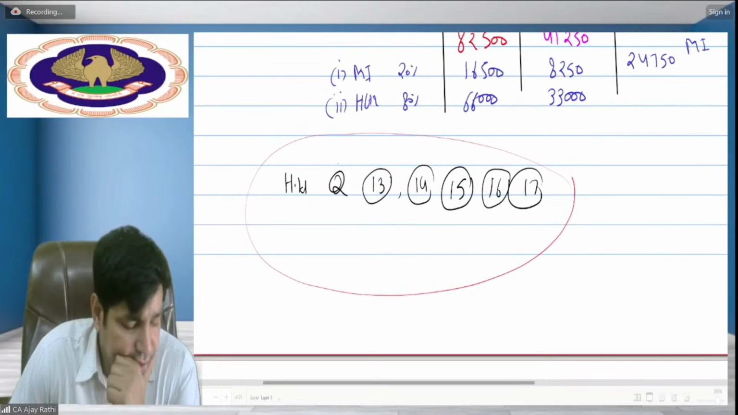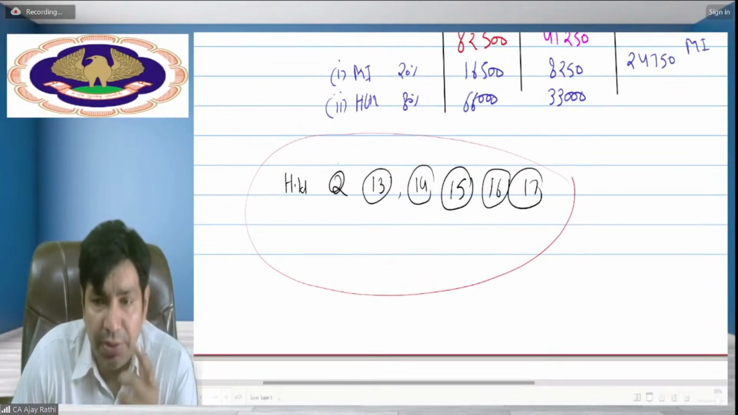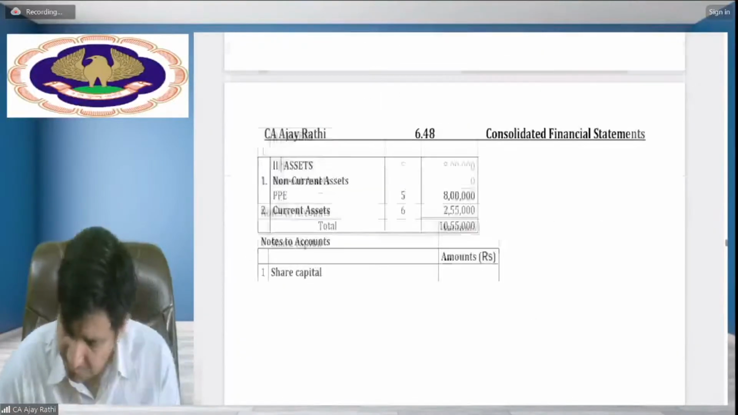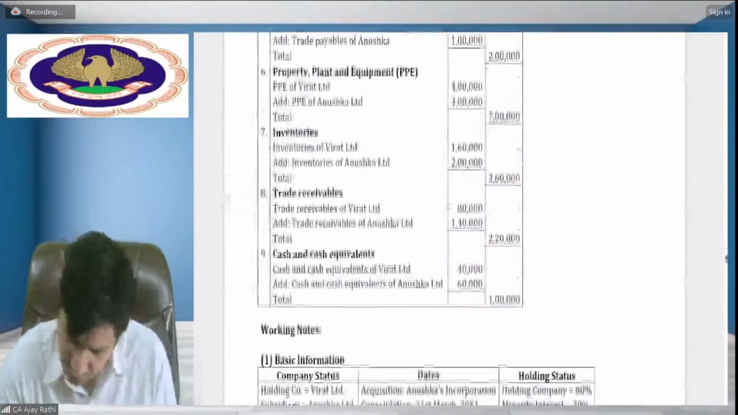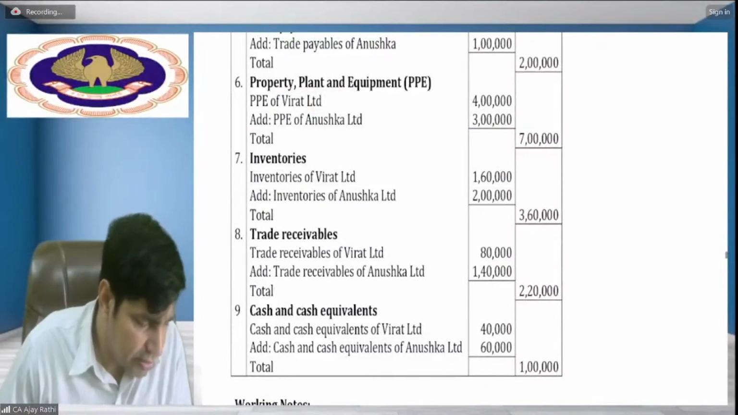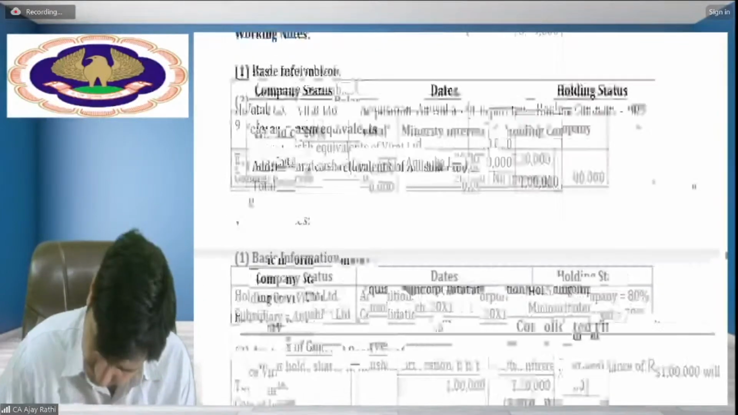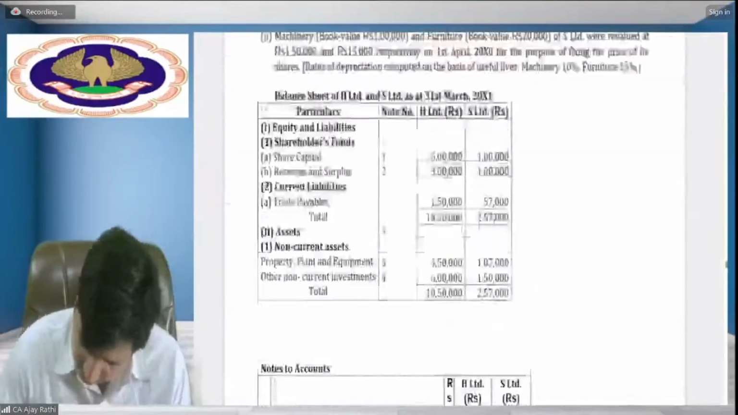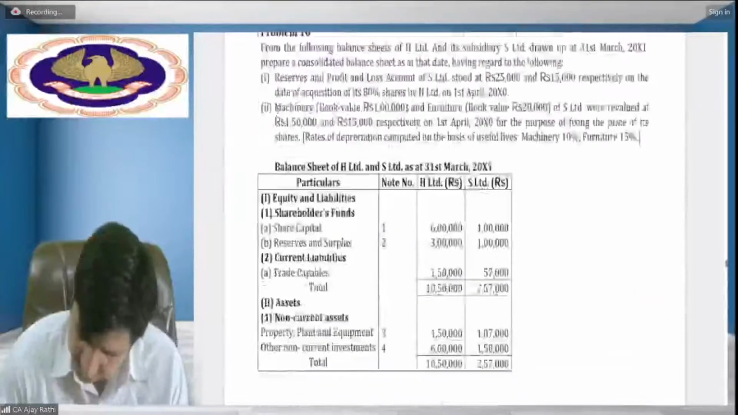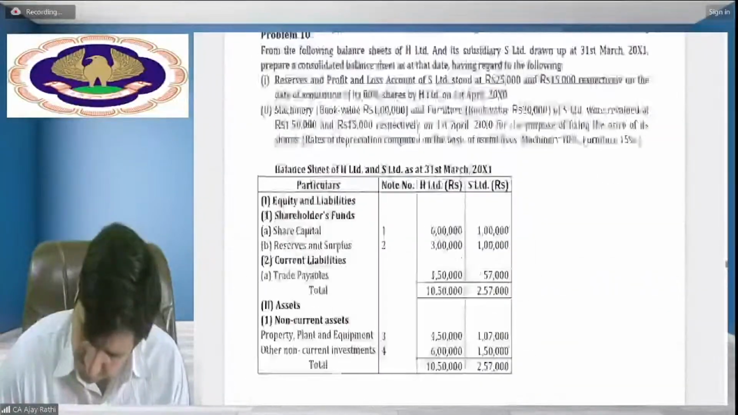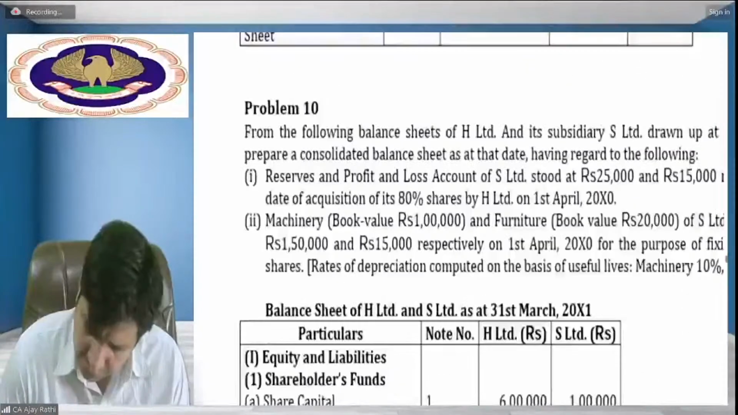I am solving with you all question number 10. Please open question number 10 first. Question number 10 on page number 6.52. Yes, 6.52. Page number 6.52. Question number 10. Beta, this is your question number 10.